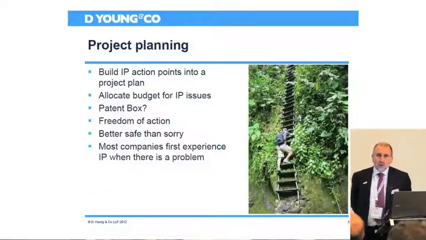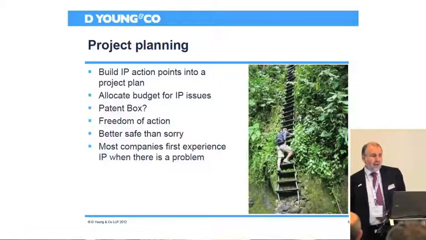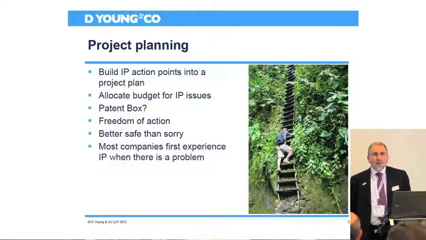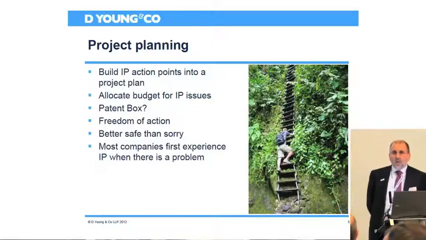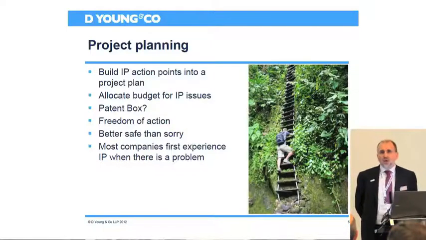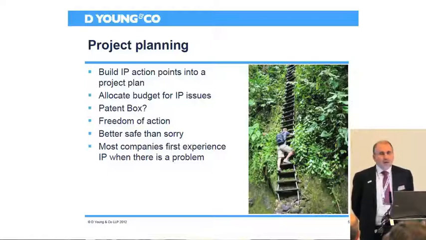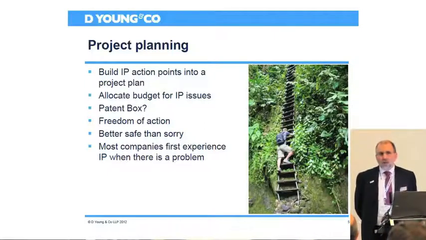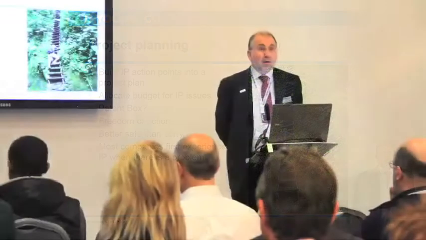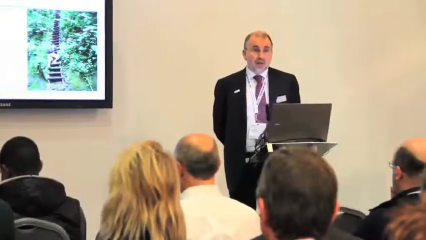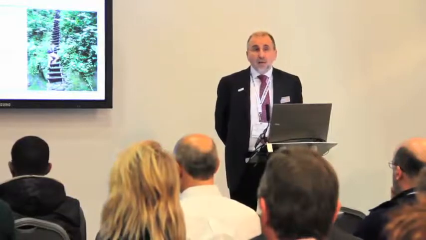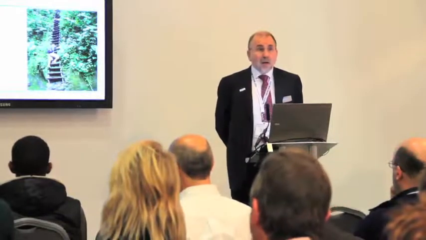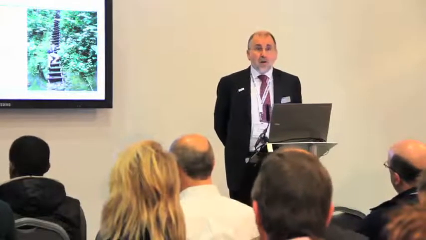What do we need to do when we're looking at a project, when we're planning it? The important thing is actually to take account of the IP and build action points into your project plan. You need to make sure you've allocated budget for the IP that is going to be as part of that project. So you need to have an idea what IP is going to be in the project, how you're going to spend the money on it.